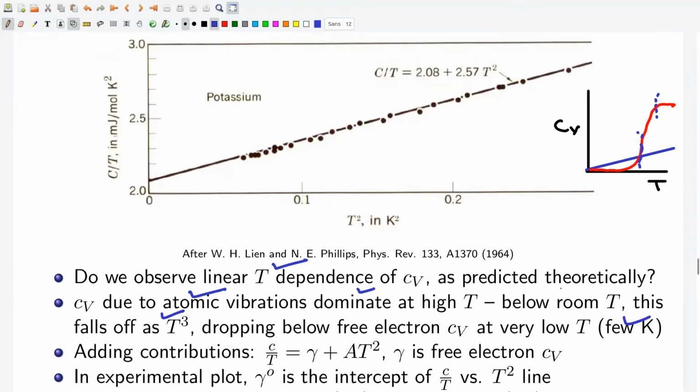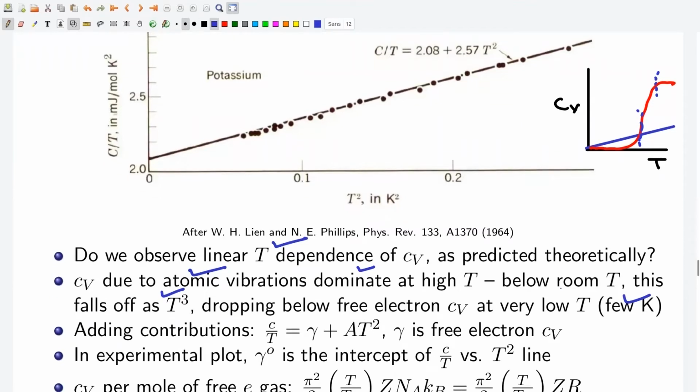So now what we do is let us just add the two parts. So the total CV: we have the electronic part, which has a linear temperature dependence, and then we have the atomic vibration part, and at low temperature it has a cubic temperature dependence. So now we can just rewrite this equation. We can write CV by T equal to gamma plus A T square. So this is what is written here.